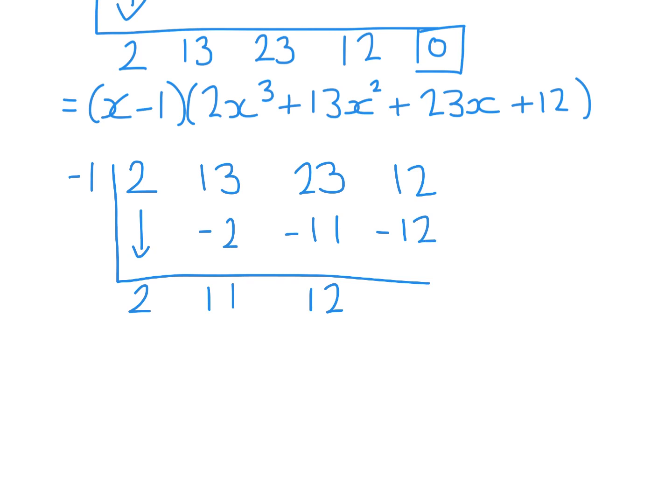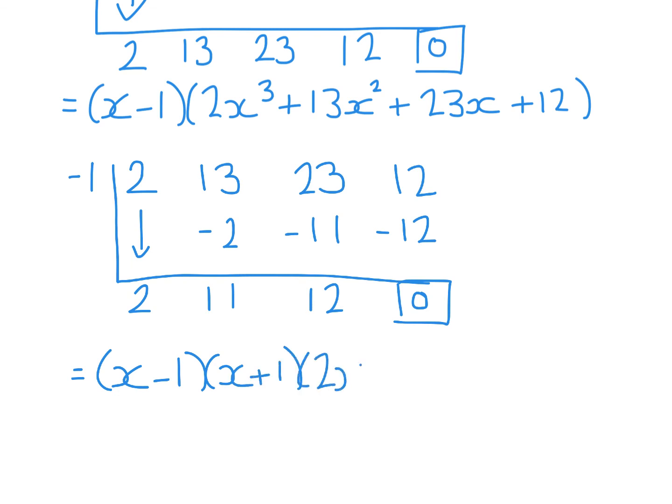Now, I've been very fluky today. It doesn't always take me a first attempt to do it. 12 minus 12 gives me 0. So we now have another factor. So our first factor from the above was x minus 1. We then just used this factor. So minus 1 in the table becomes positive 1 in your bracket. And then your new quotient is 2x squared plus 11x plus 12. So now we're going to try and factorise that.